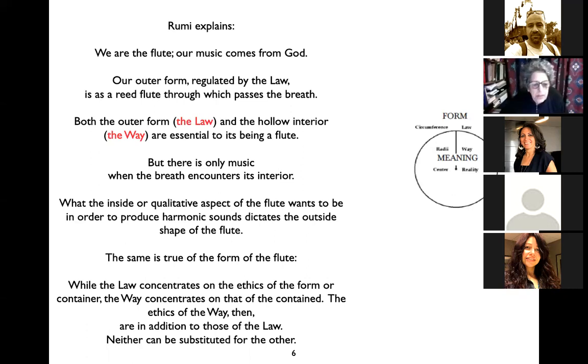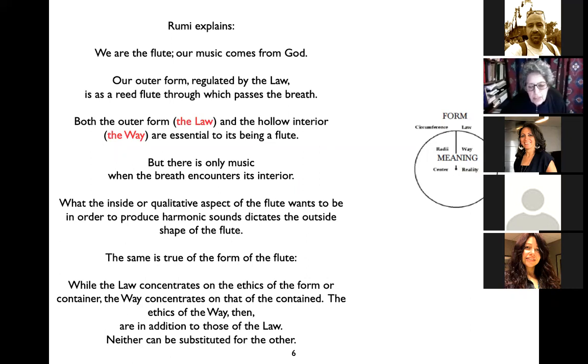When the inside or qualitative aspect of the flute wants to produce harmonic sounds, it dictates the outside shape of the flute. When the law concentrates on the ethics of the form or container, the way concentrates on that which is contained. The ethics of the way, then, are in addition to those of the law, and neither can be substituted for the other.